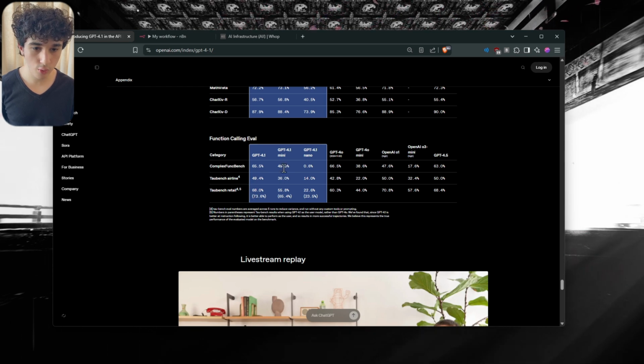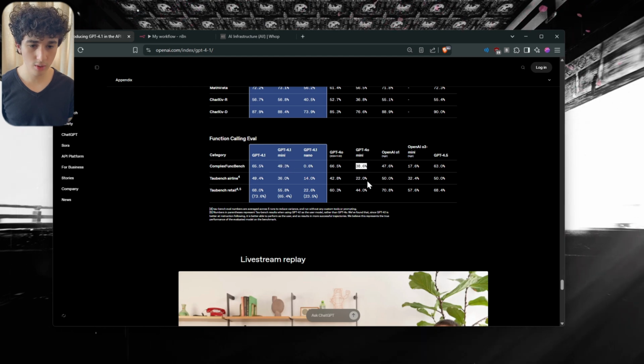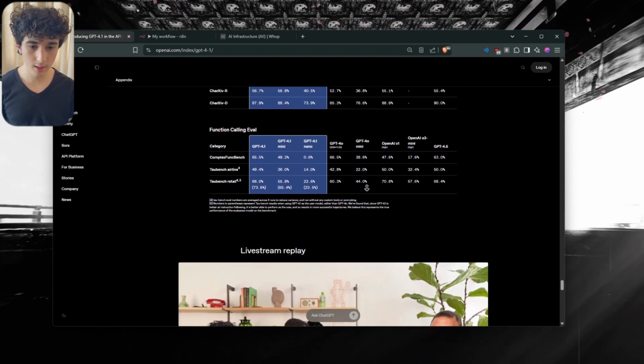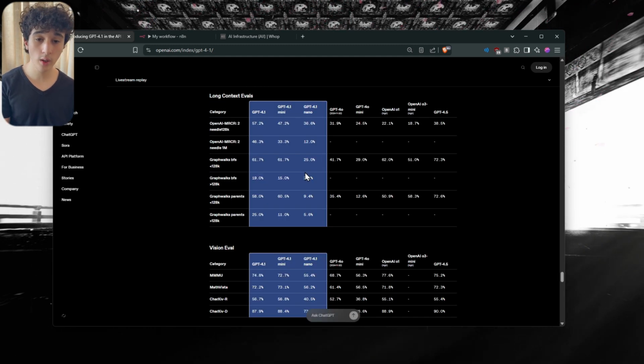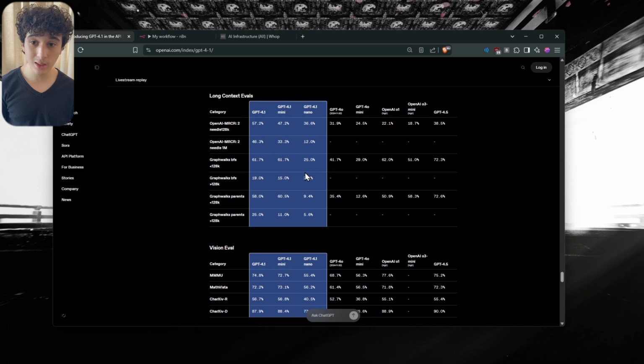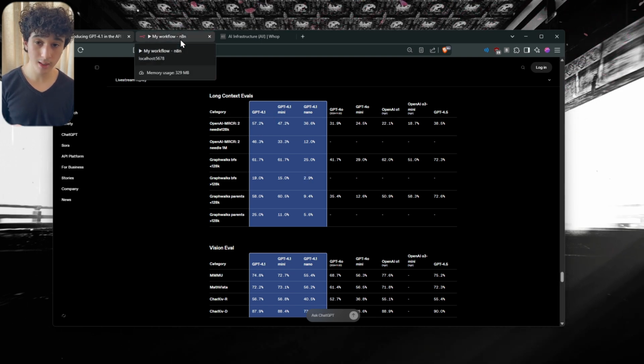Now for 4.1 mini and 4.0 mini, it performs roughly 10% better in nearly all of them, which is good. Now, this wraps it up for what the 4.1 models are and what are their strengths and weaknesses. Now, let's get to building an AI agent with this model.